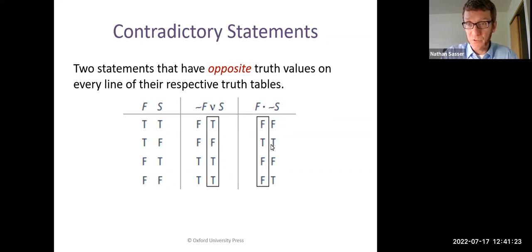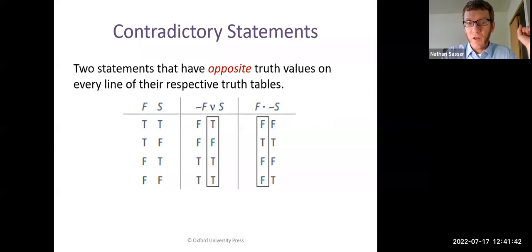Line 2, false and true, contradictory. Line 3, true, false, contradictory. Line 4, true, false, contradictory. On every single line, when one of them is true, the other is false. So they are contradictory statements.